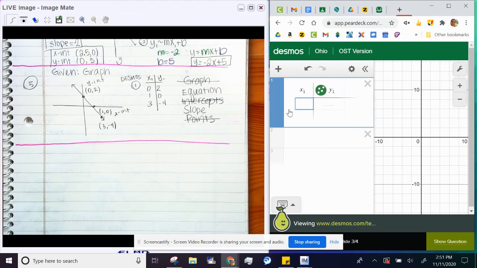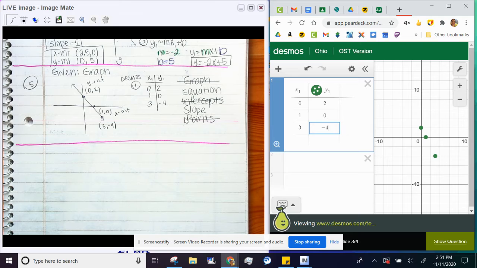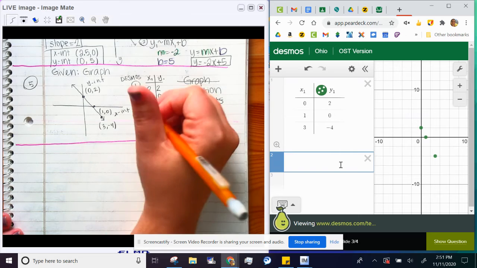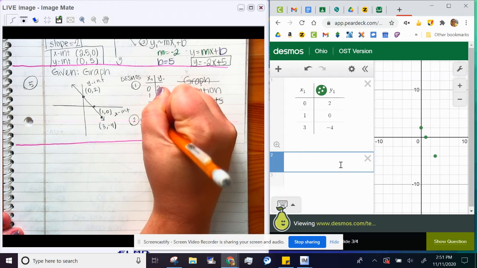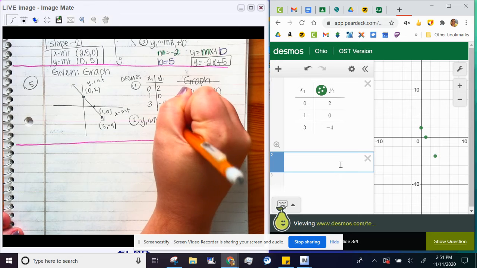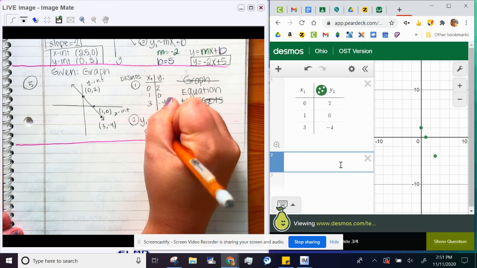I'm going to go ahead and enter a table. So I said 0, 2. That looks like it's in the right spot. Good. 1, 0. That looks good too. And 3, negative 4. Okay, I always want to just do a quick visual check to see if it looks like they're in the right spots because maybe I named them backwards. Once I've got my table in, I always do my cheat code next, which is y1 tilde mx1 plus b. That's my cheat code.